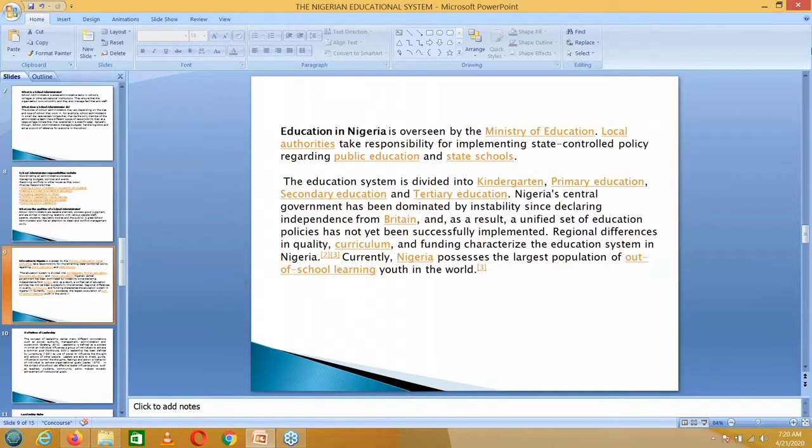So these are some of the problems we have in the educational system of Nigeria, because Nigeria possesses the largest population of out-of-school youth. We have students that are supposed to be in school and they are not there because they can't afford to go to the private schools, and they are not interested in the public school as well because of the way the school is being managed.